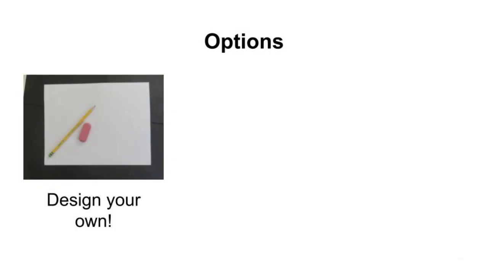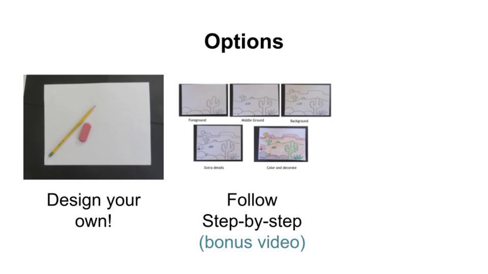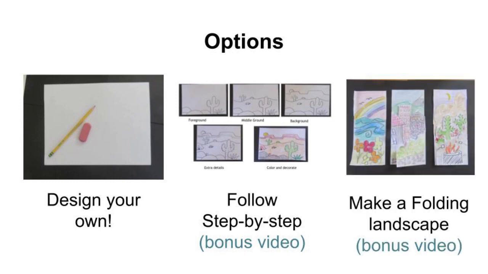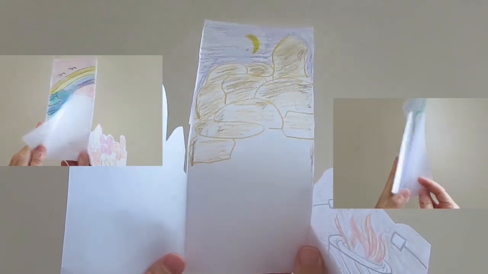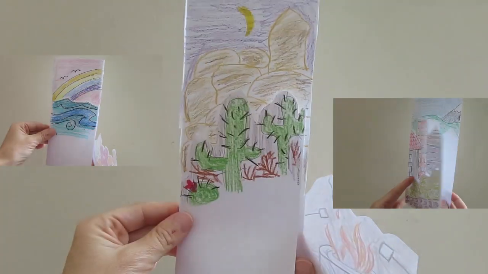For this project, you have 3 options. You can design your own and just go for it. Or you can follow a step-by-step landscape that is in another video. There are 5 landscape scenes. You can pick one and use it to help you get going. You're always free to vary it as you wish. Or you can make a folding landscape scene. The tips are in a related video on how to create one. Here are some examples. The foreground, the middle ground, and the background.